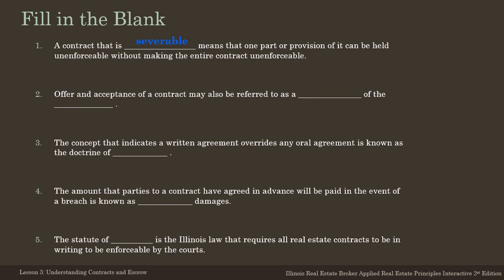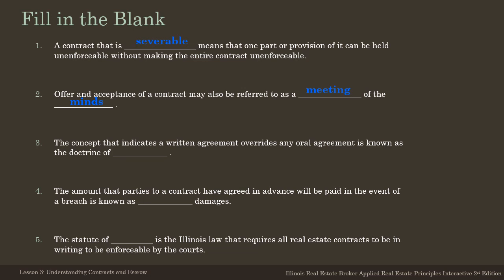Offer and acceptance of a contract may also be referred to as meeting of the minds. One of the important things in a valid contract is getting sellers and buyers to have a meeting of the minds, where they understand the minds and the heart of the other party. We don't want any misunderstandings with our contract, because they can cause breaches, defaults, and contractual litigation.